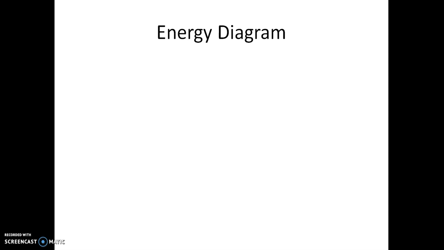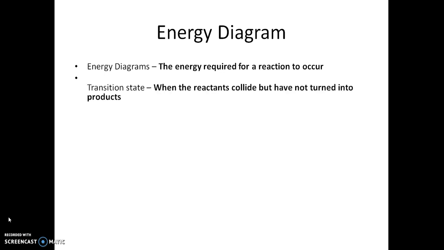So let's talk about energy diagrams. Energy diagrams are ways that we diagram how energy is absorbed or released in a reaction. So the first thing, energy diagram, just a diagram that shows how much energy is needed for a reaction to occur. Transition state. This is when the reactants have come together and have collided, but have not become products yet. So they're in the middle of reacting.